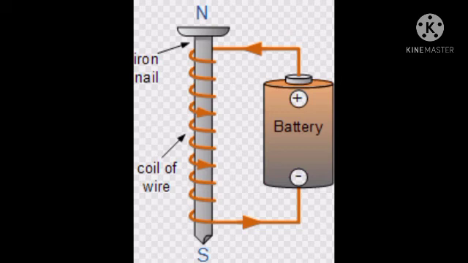Why does that happen? Because magnetism is produced in the nail due to the electric current. When it is put off, the magnetism vanishes or disappears. Such a magnet is called an electromagnet. This magnetism is temporary. Now electromagnetism is used in many places in our day-to-day life.